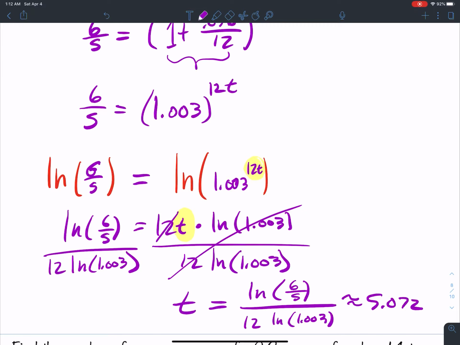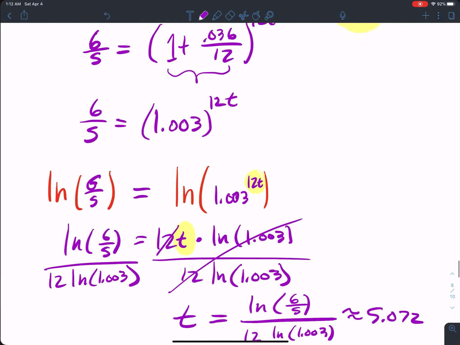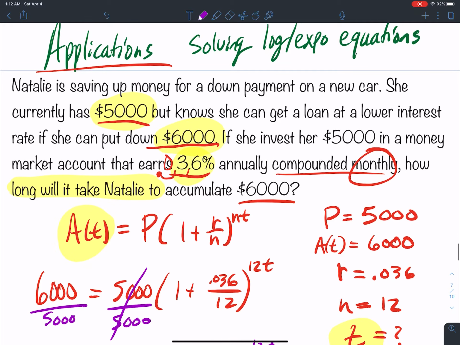Now, would you walk up to somebody and say, yeah, it's going to take you 5.072 years, right? So my time is in years. The time is how long will it take? It will take that many years, okay?